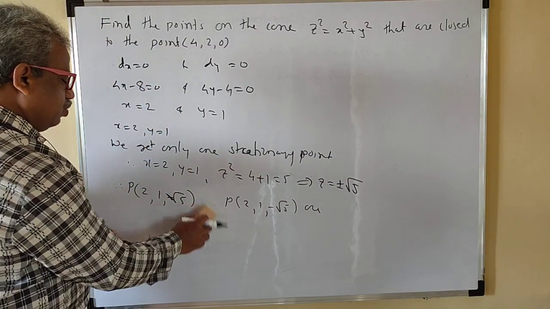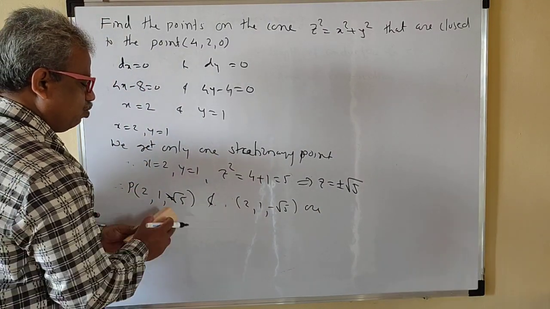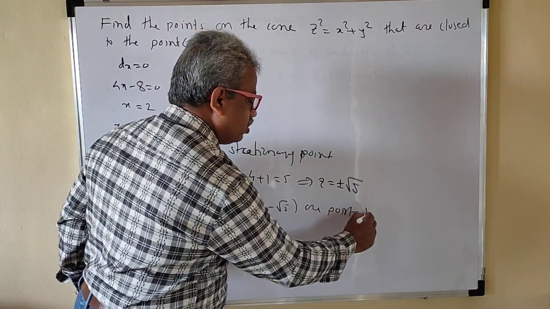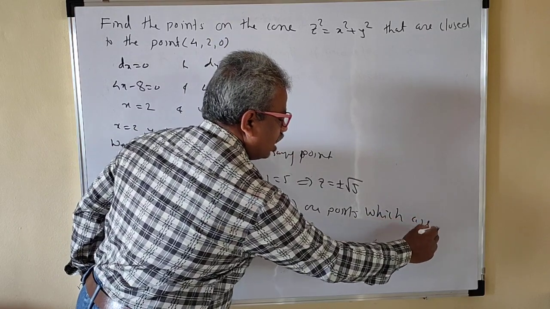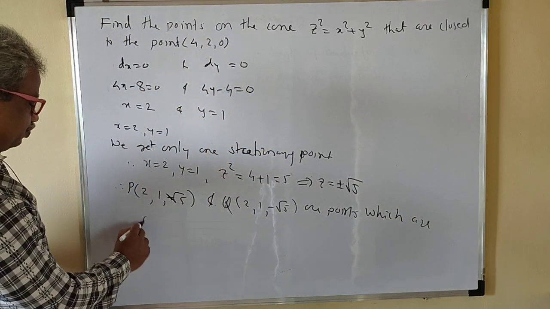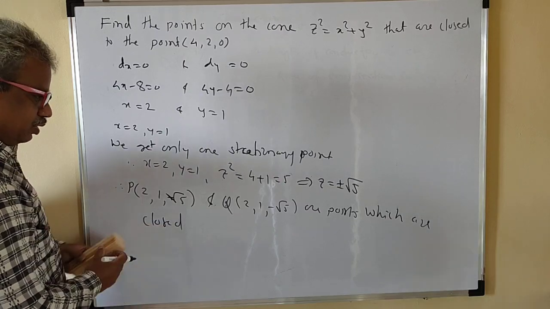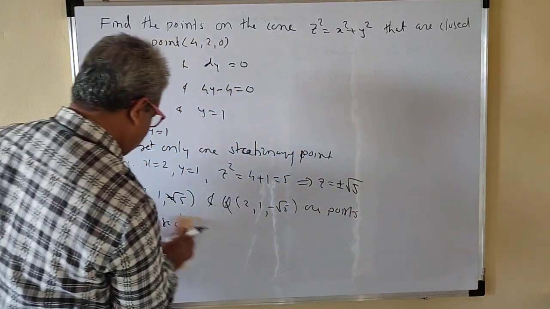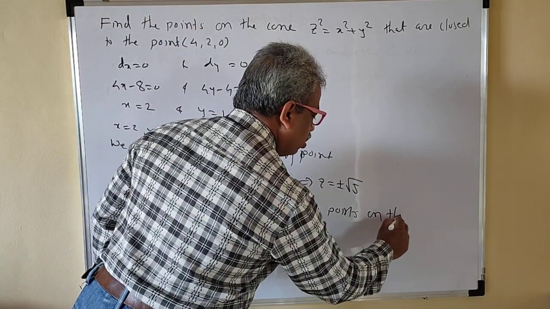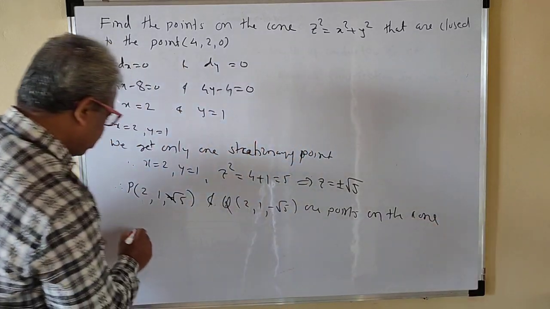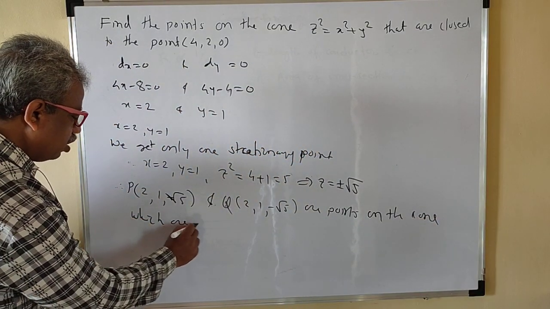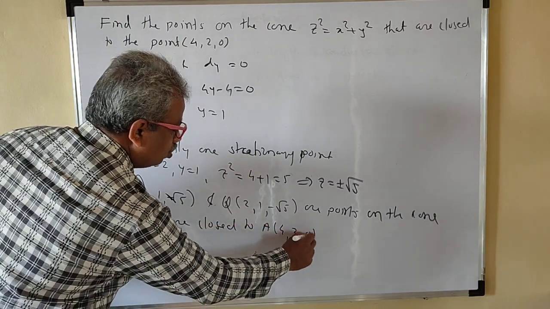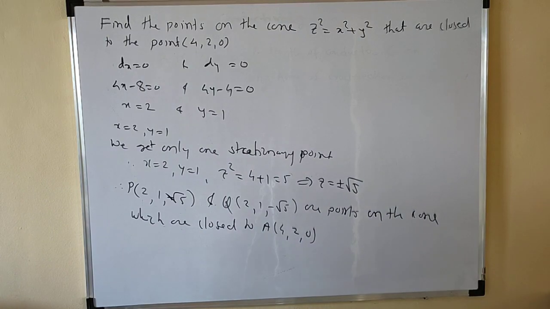And we'll write this as Q, no problem for it. Are the points which are closer, which are close to, are the points on the cone, which are close to (8, 4, 2, 0), okay. So the problem is over here, okay.